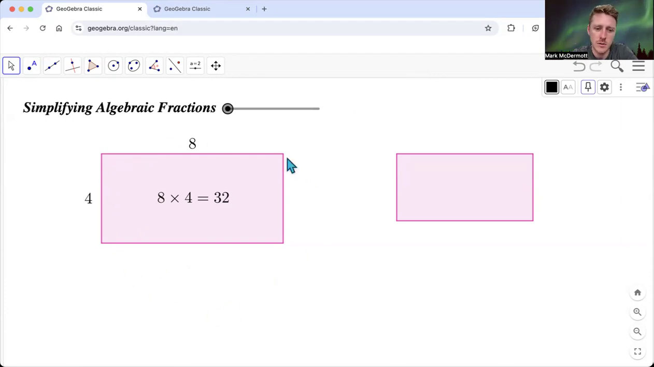Let's imagine we've got a rectangle here. It's got a length of 8 and a width of 4. I hope you'd agree that the area is going to be 8 times 4, which is 32. But I just want to point out a few interesting things about how we might express that.